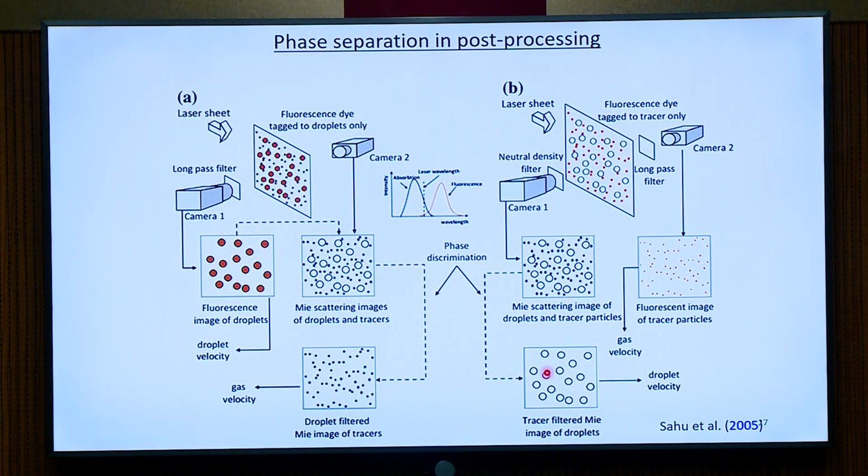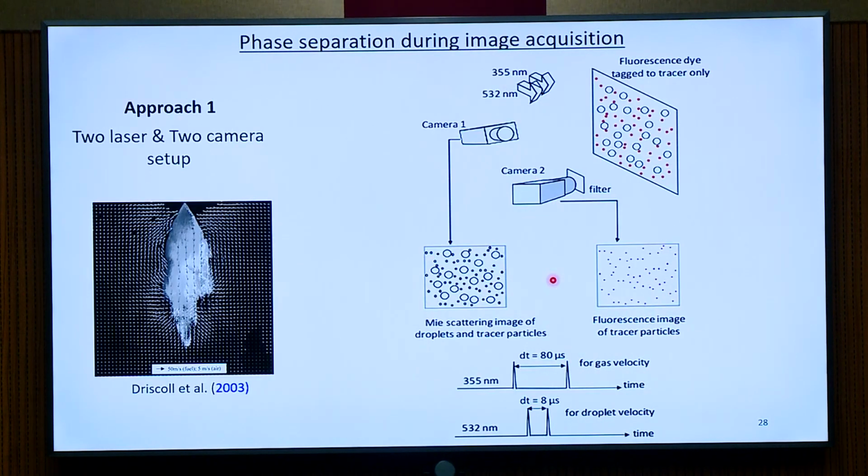So here phase separation in the post-processing is involved. So when you post-process, then here or here you have to, in your image processing, do the phase separation. While it is also possible to separate the two phases during the image acquisition itself.